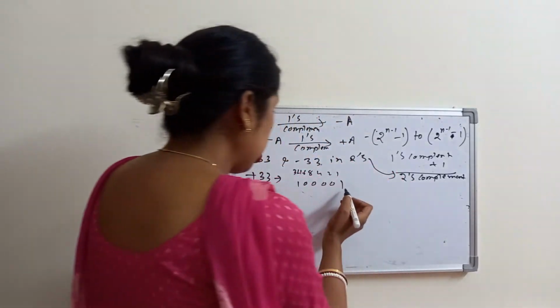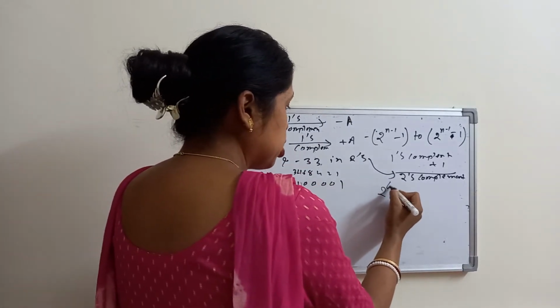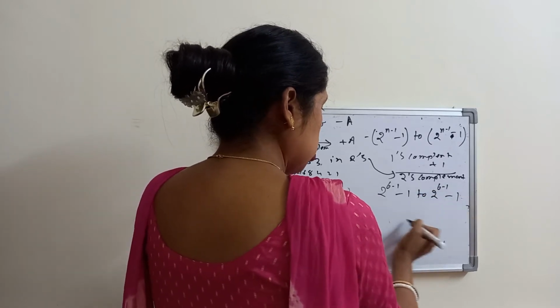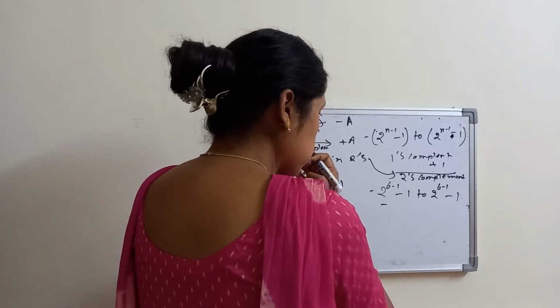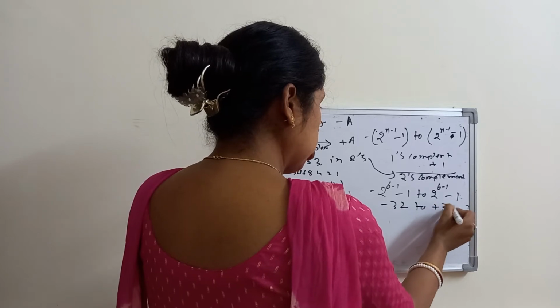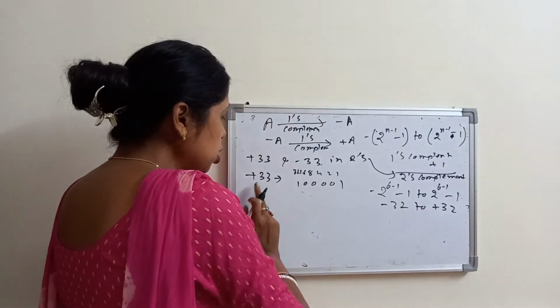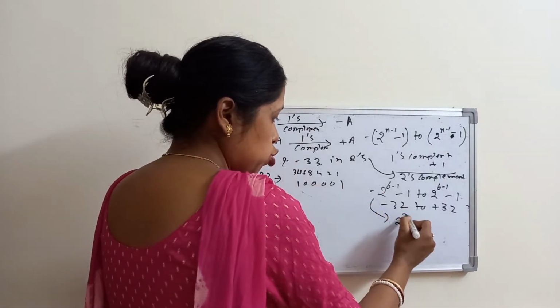Right. So here how many bits are there? 1, 2, 3, 4, 5, 6. If 6 bits are there, what is the range? The range will be minus 32 to plus 32. So it is not following this range. That means one extra bit should be there. 7 bits should be there.